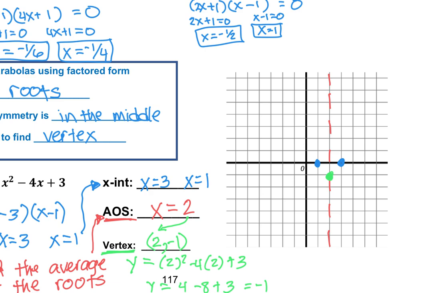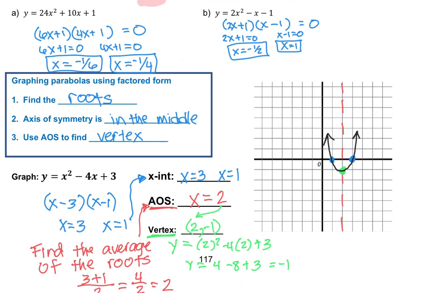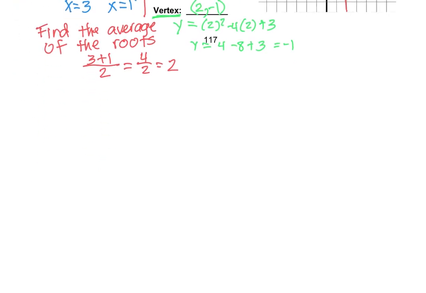And there we go. Actually, I think I'm going to go back and make mine black. There we go. That looks much better. All right. So we just used factored form to graph this parabola. Let's go on to the next page.